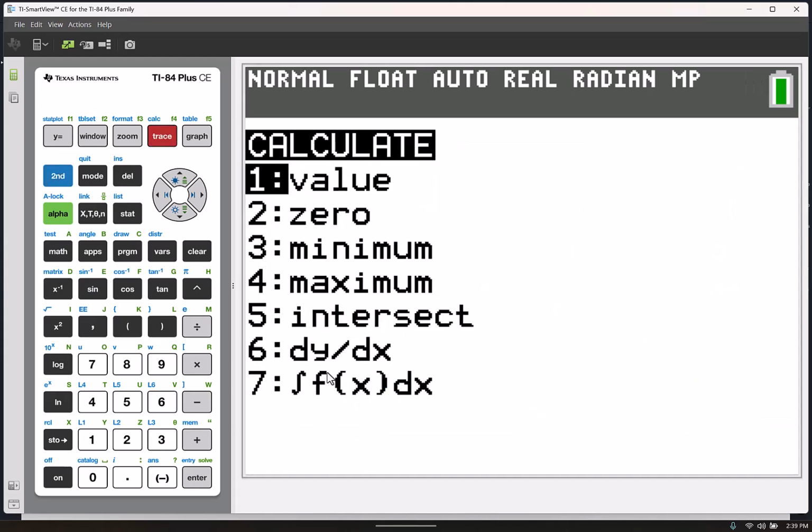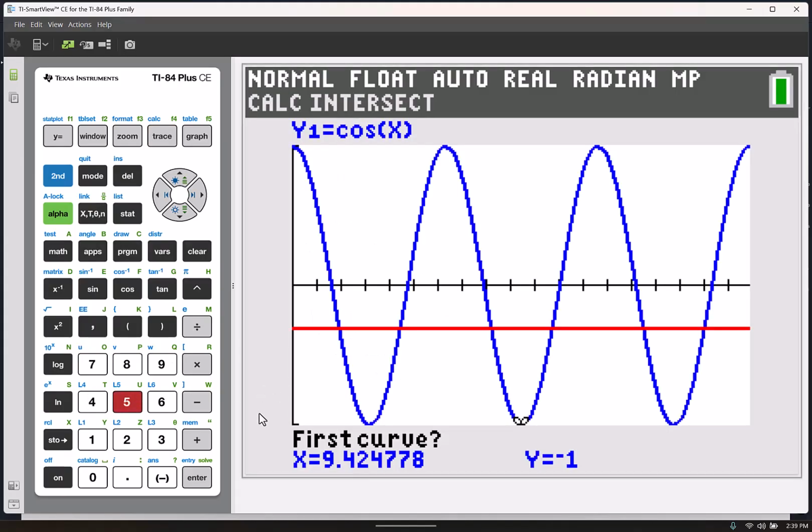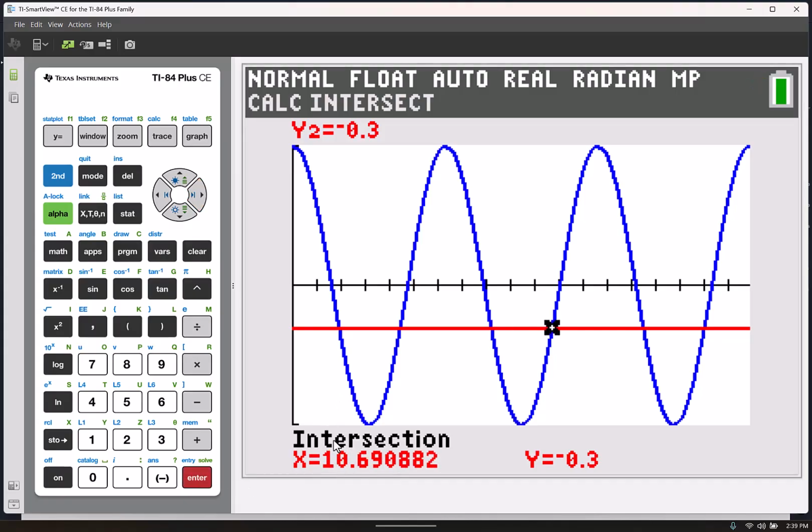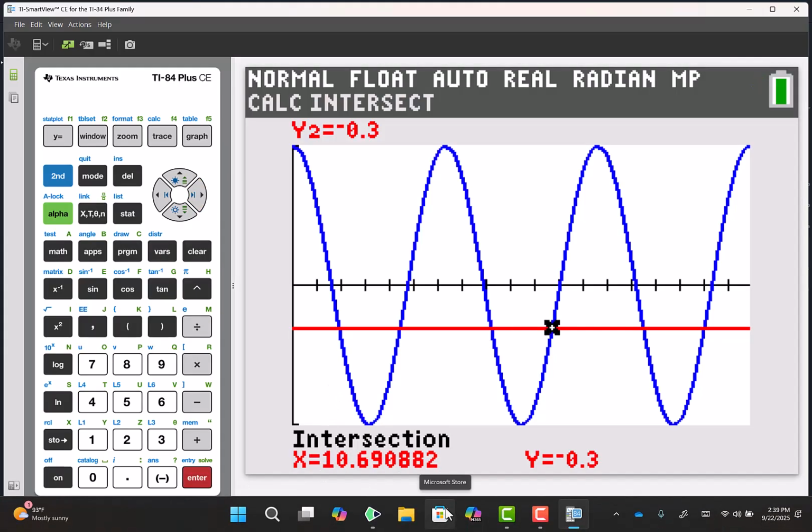Second, calculate, the trace button. And which one am I going to push? Number 5. It says first curve cosine, yes. Second curve negative 0.3, yes. And I said that I wanted the fourth one, so I'm going to go to the fourth one. 1, 2, 3, 4. I just go to the fourth one, and it needs to say the word intersection. Push enter. See? Intersection. So 10.690882.